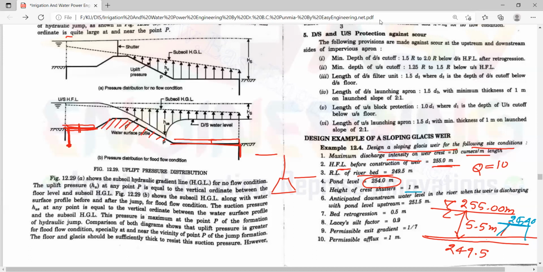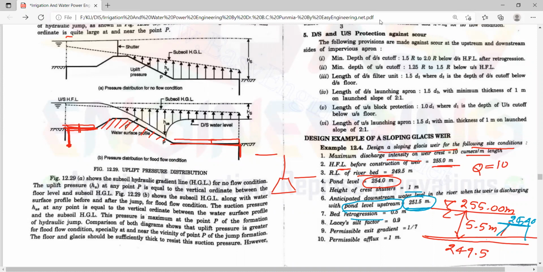Anticipated downstream water level in the river when the weir is discharging with the pond level is 251. Anticipated downstream water level when the pond level is considered: if you consider the pond level in the upstream side as 254.0 meters, then the downstream side water level will be 251.505 meters.